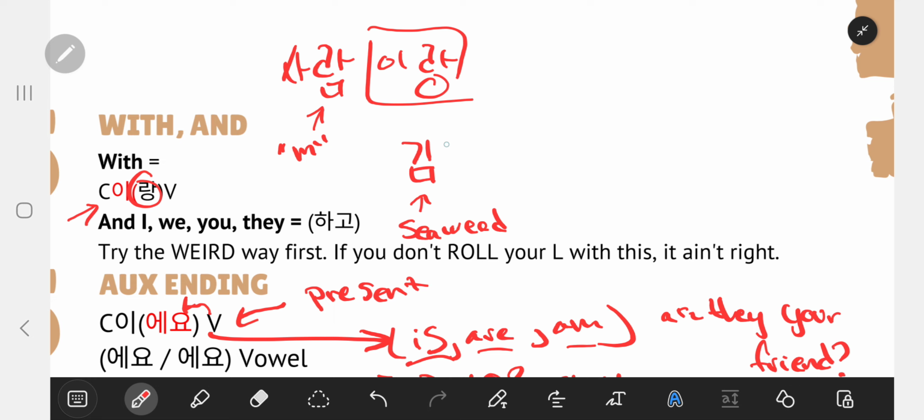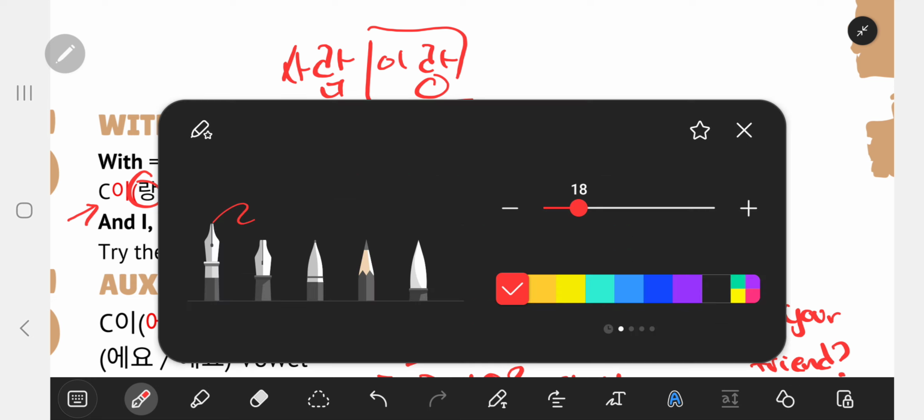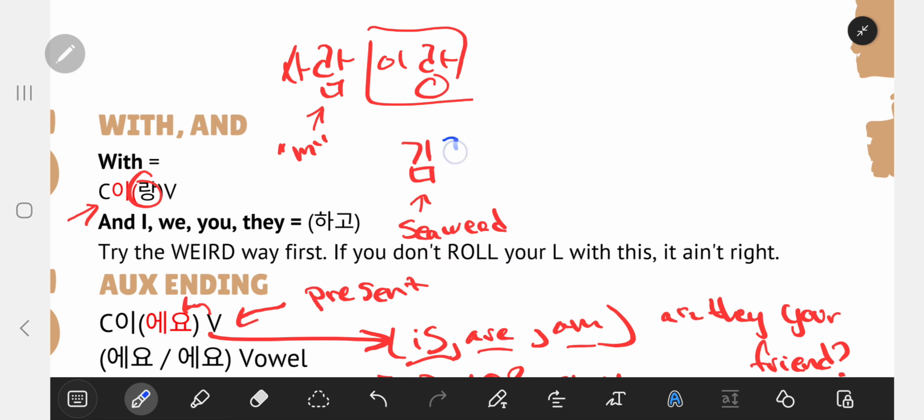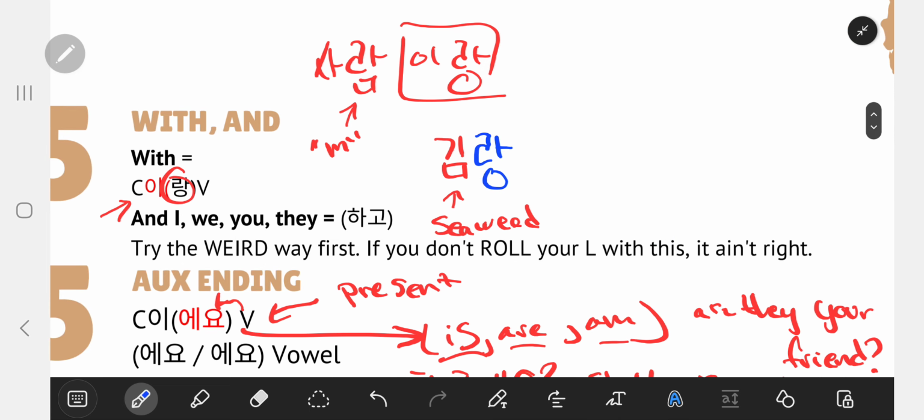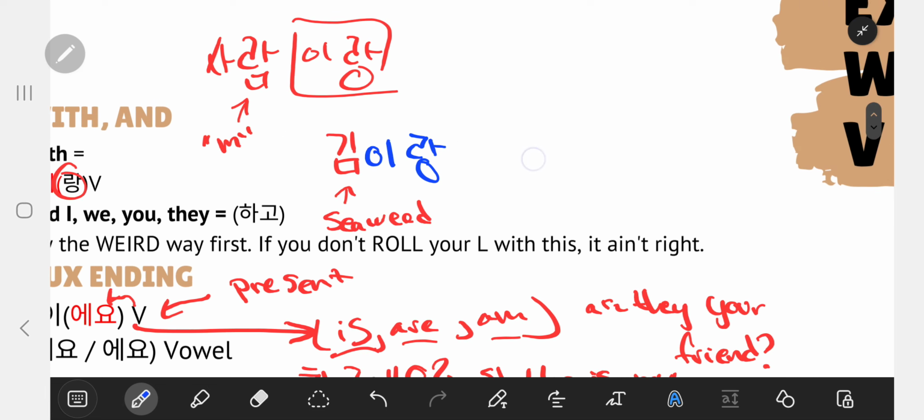Okay, so if I say kim, and just for the heck of it, I'm going to do a wrong version of it. So kim lang, right? Kim lang. Does that make sense, or does that sound right? No, because you cannot roll your L with that consonant if you just put lang, kim lang, kim rang. You just cannot. It's not possible. But what if you do this? Kimirang. Now you can perfectly roll your L. So whenever you have a consonant ending, and you cannot roll your L with the irang, then you're doing it wrong. So that's a good way to remember.